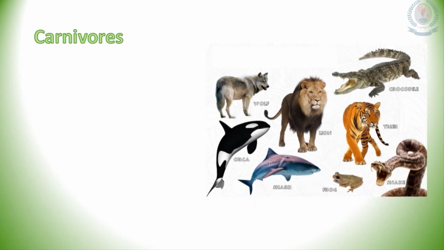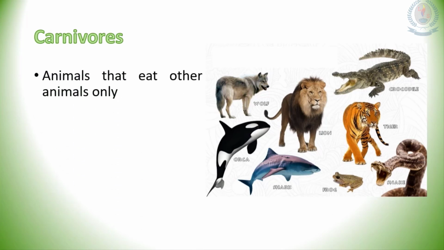Carnivores. Carnivores means another type of consumers. You can see, but they eat meat. That means they are dependent on the other animals.